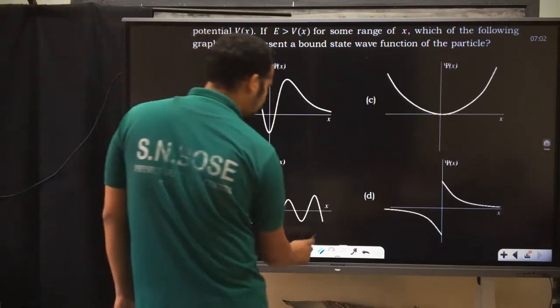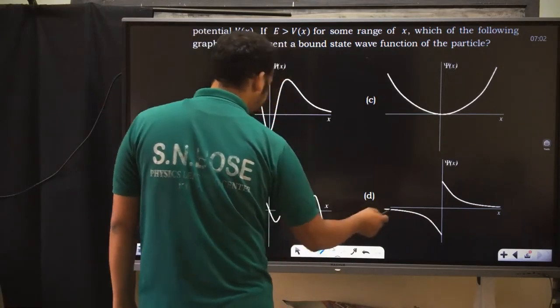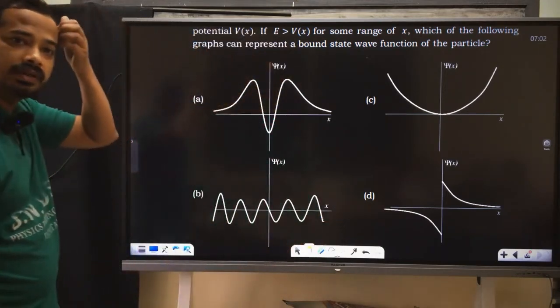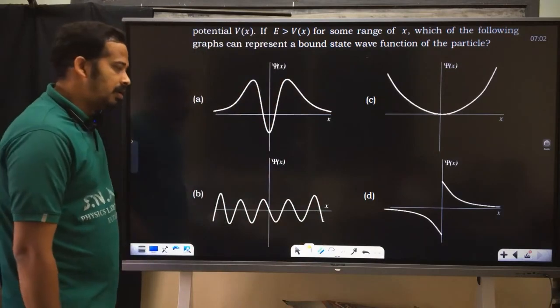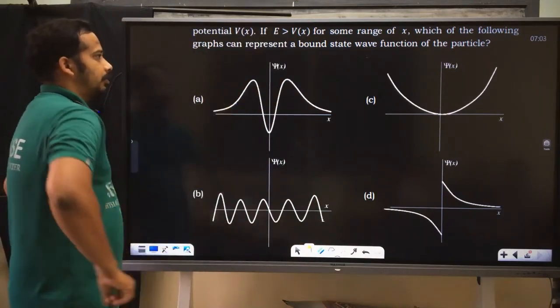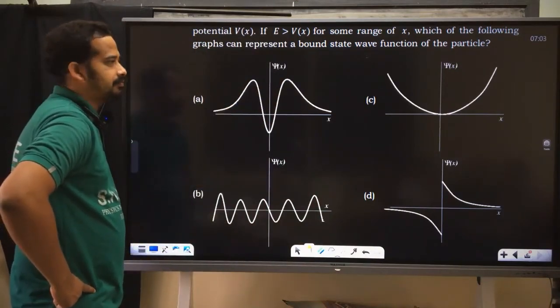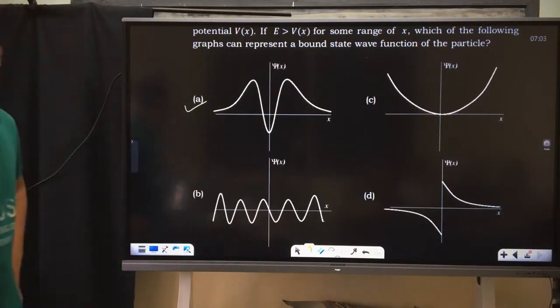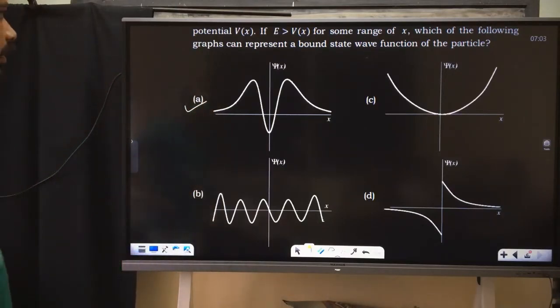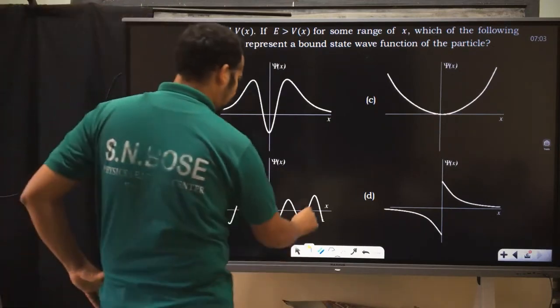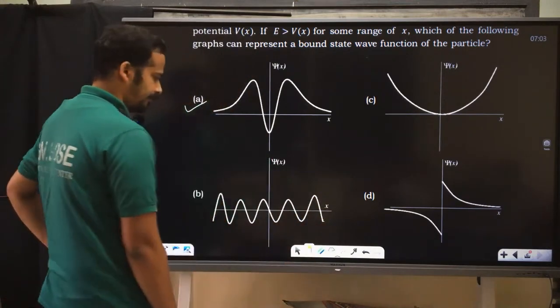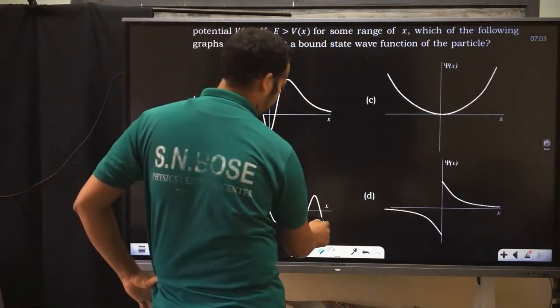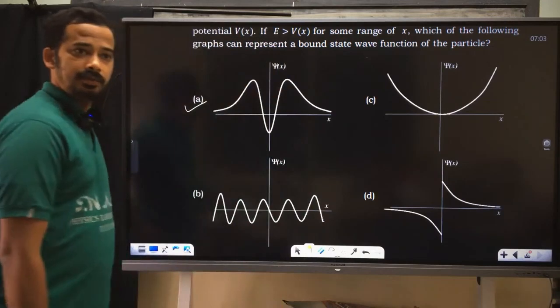This looks like this, am I right? It keeps on moving, oscillatory. This is normalizable, no doubt. If there is only one option, you choose this one. It looks like these heights are increased here, but it's not so clear what will happen further. Am I right? Speak up.